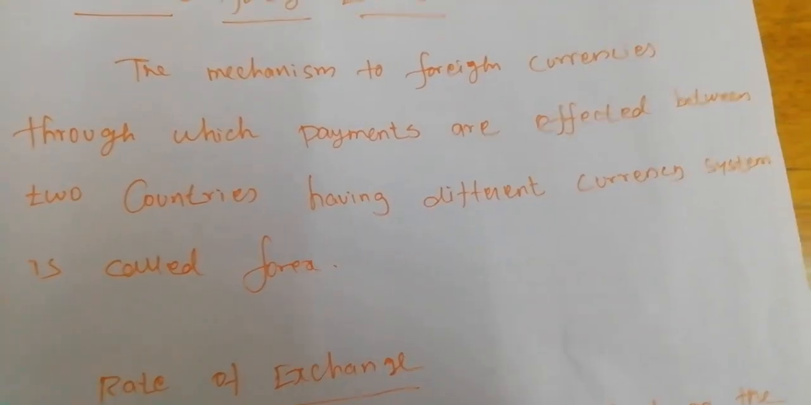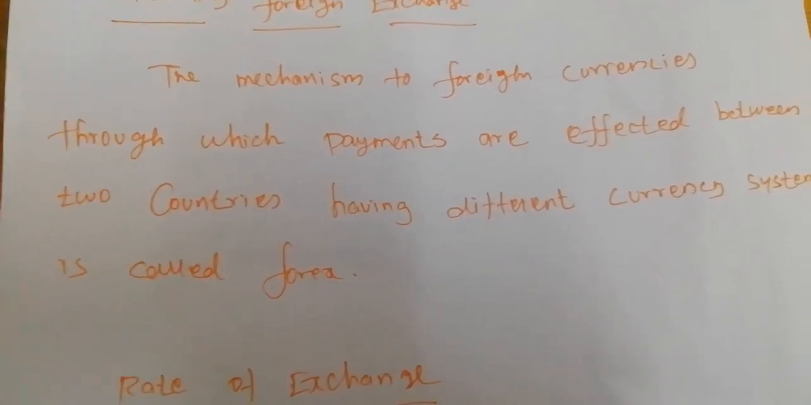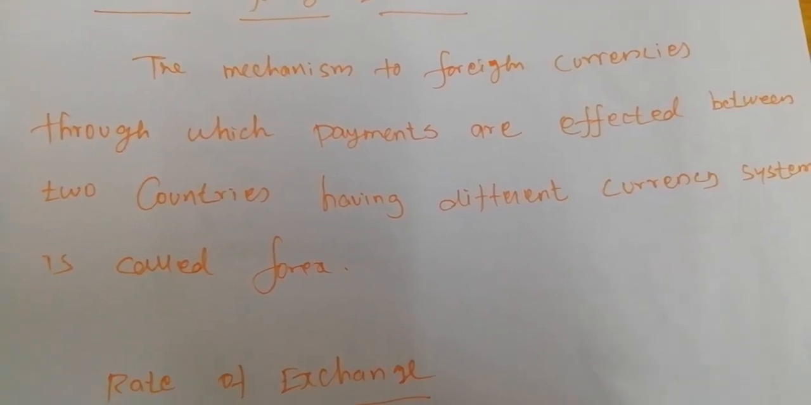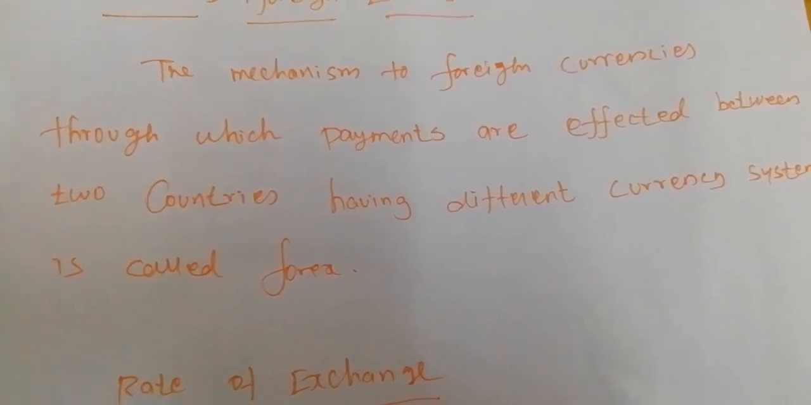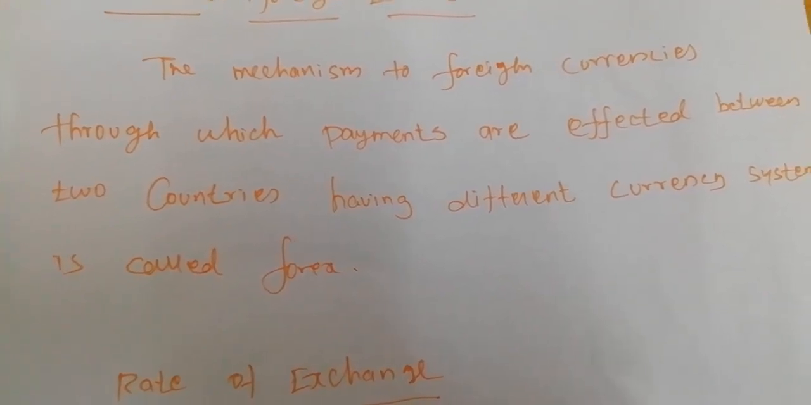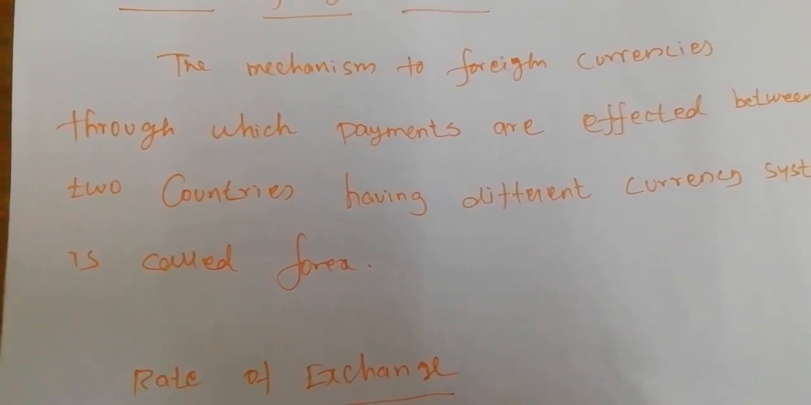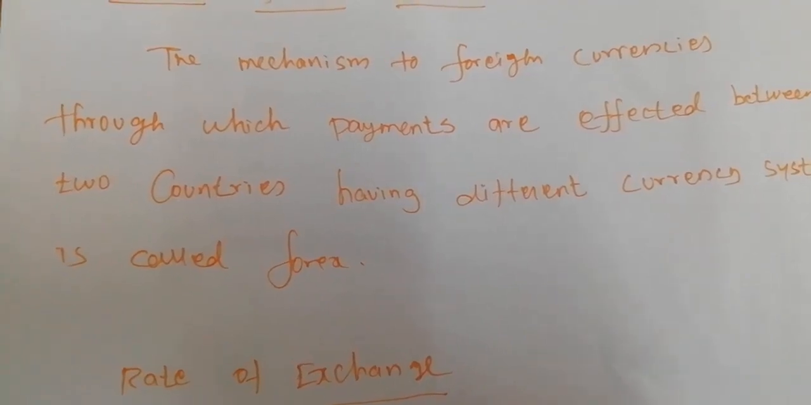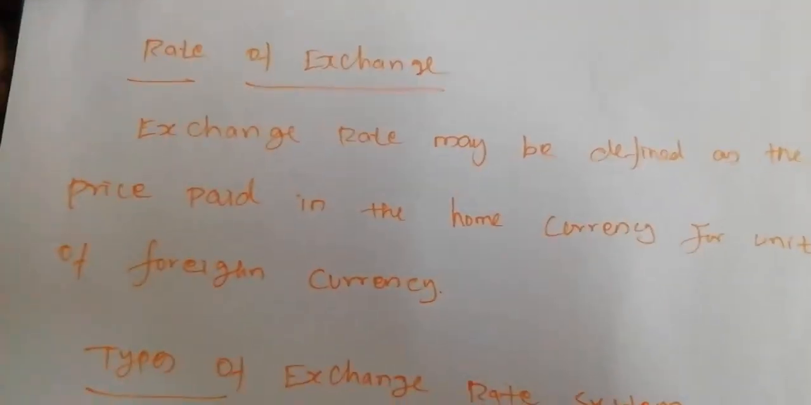When nations are involved in international trade, they have to pay money to other nations for imports, and they receive money for exports. Whenever they pay, they have to pay in their related trading countries' currencies only. Next, the rate of exchange.